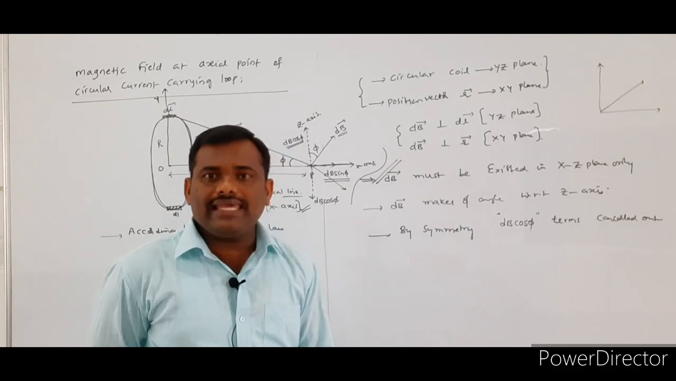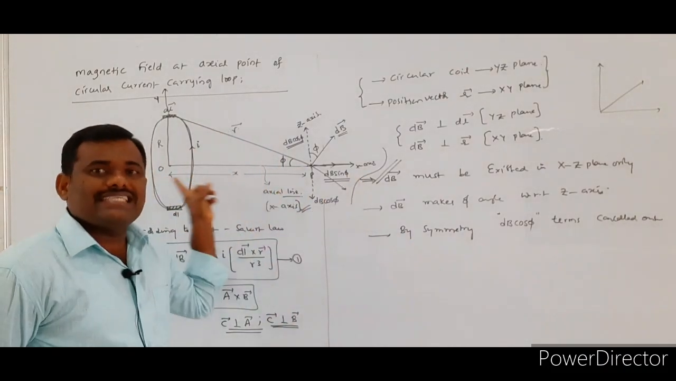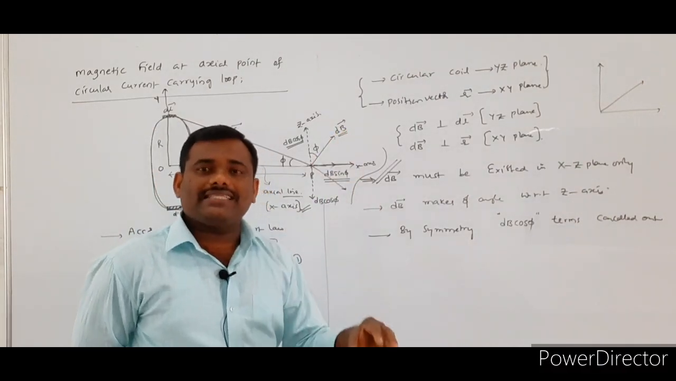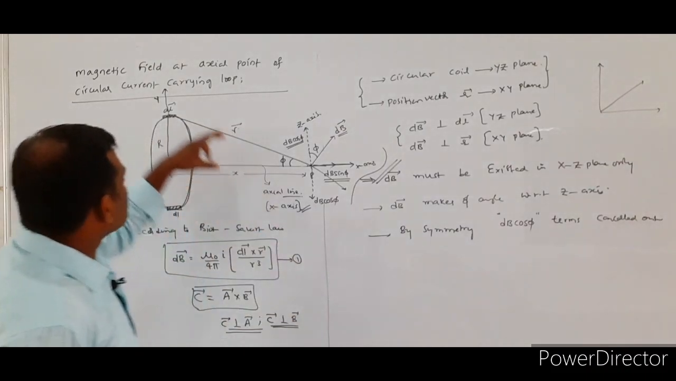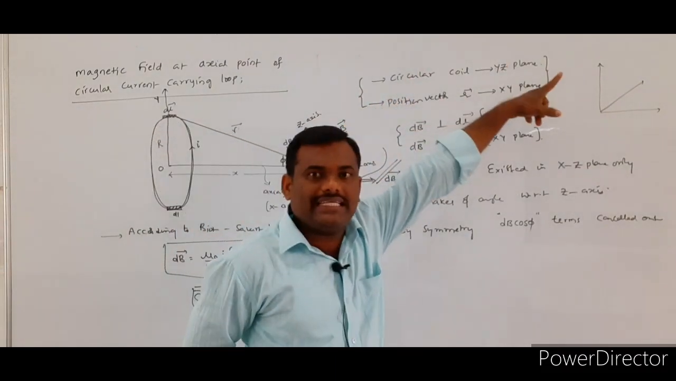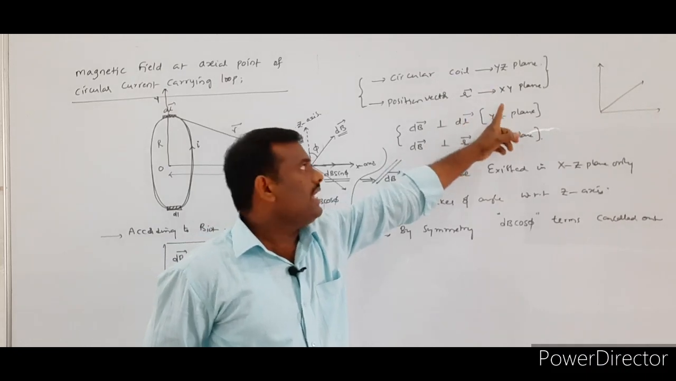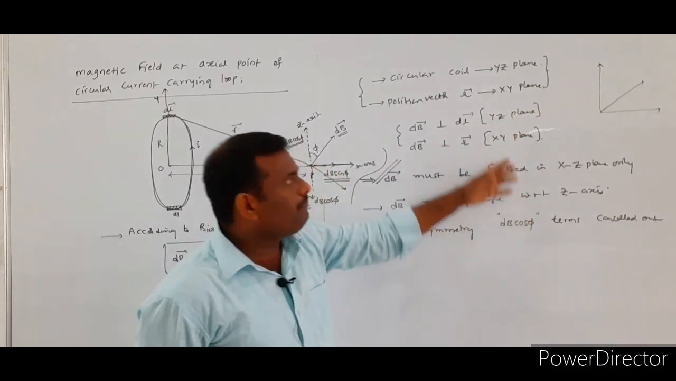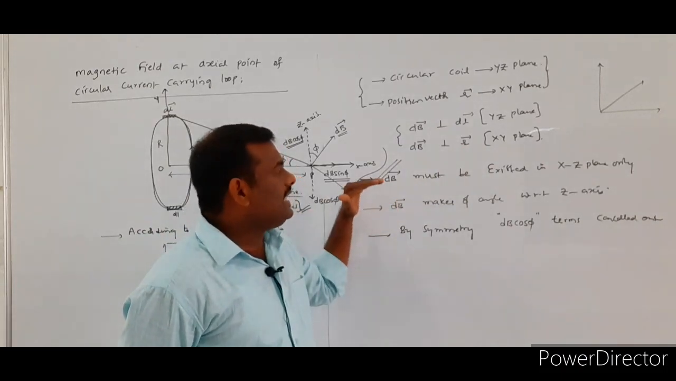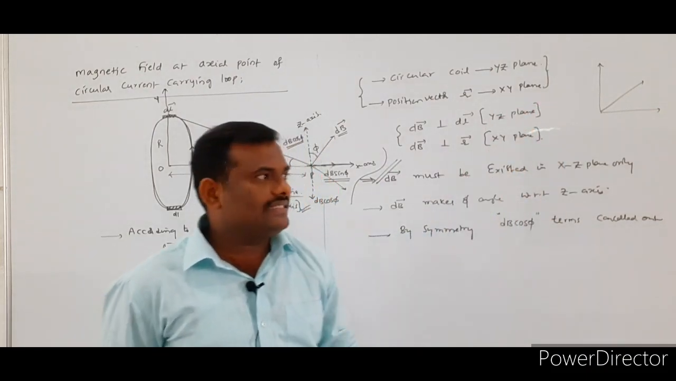For that purpose, I assumed that the axial line which is passing through the center of the coil will be existing along the x-axis, and this circular coil will be placed in which plane? The YZ plane, and the position vector r bar will be present in the XY plane. So from this basics of the geometry, we said that the magnetic field intensity dB bar will exist in the XZ plane.